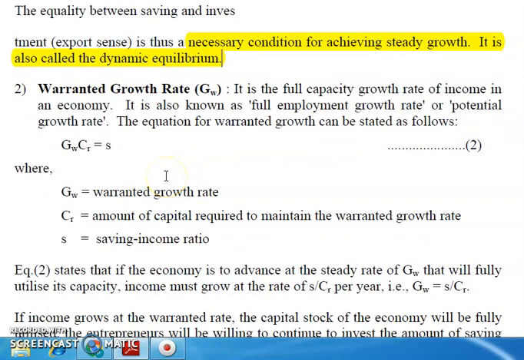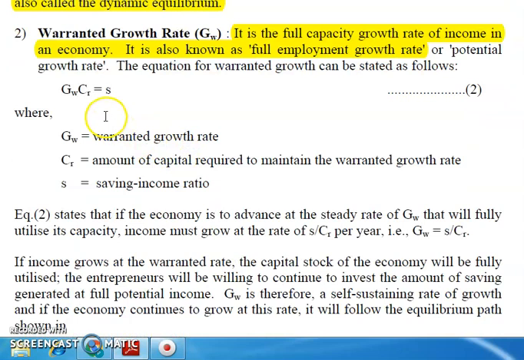Next, warranted growth rate. What is warranted growth rate? It is the full capacity growth rate of income in an economy. It is also known as full employment growth rate or potential growth rate. The equation for warranted growth rate can be stated as follows: GW CR equal to S, where GW is the warranted growth rate, CR is the amount of capital required to maintain the warranted growth rate, and S is the saving income ratio.